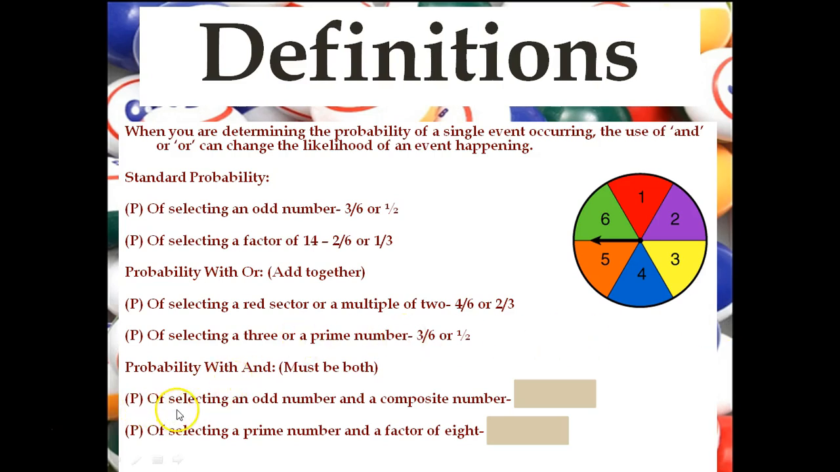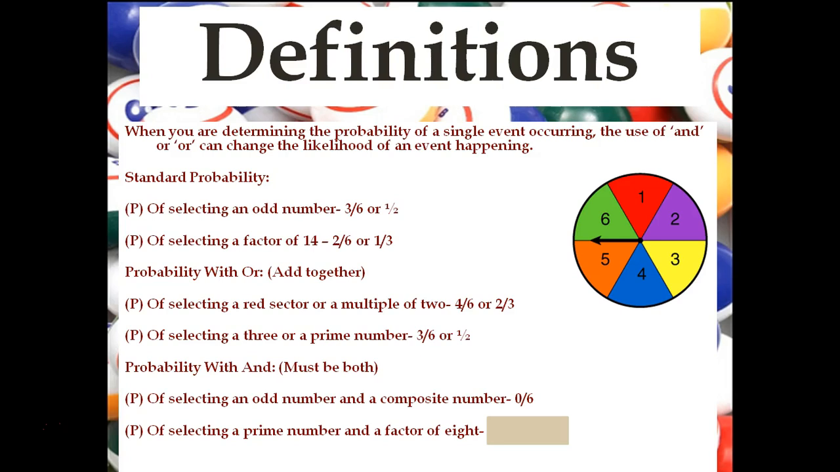What is the probability of selecting an odd number and a composite number? So I look at all the odd numbers on the spinner, 1, 3, and 5. And of those 3 numbers, which ones are composite is what I'm looking for. Well, to be honest with you, none of those 3 numbers are composite, so it would be a 0 out of 6 probability. This is an impossible event.